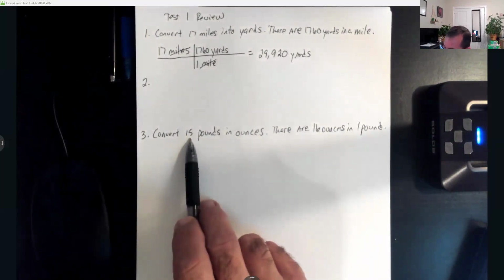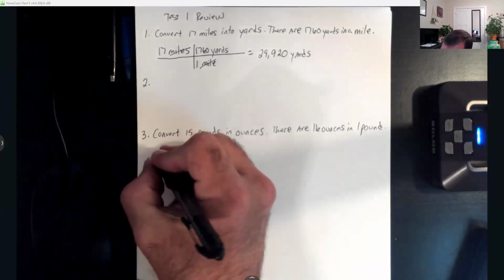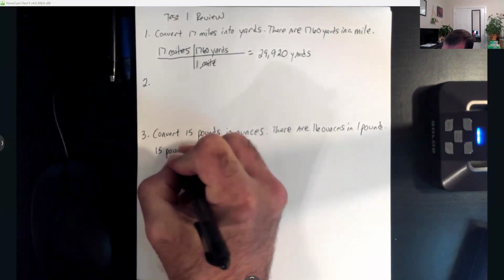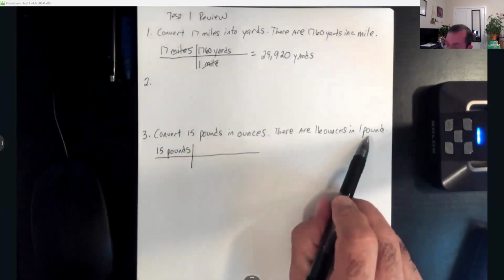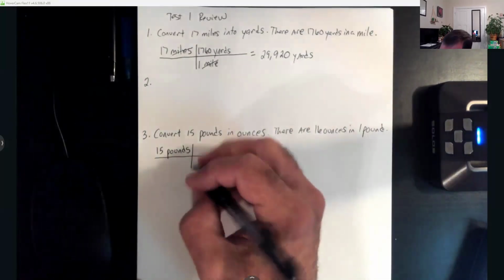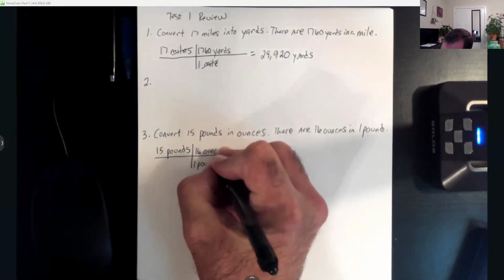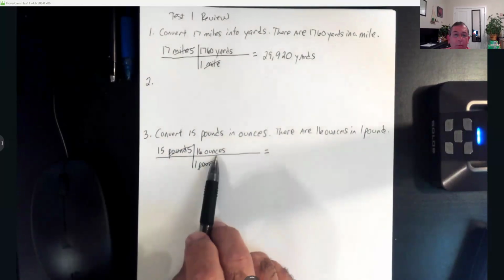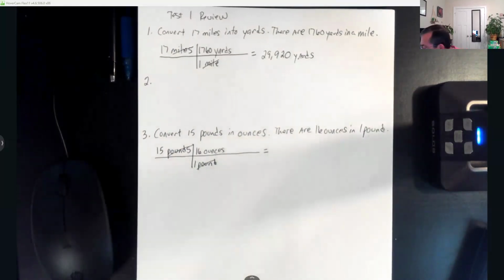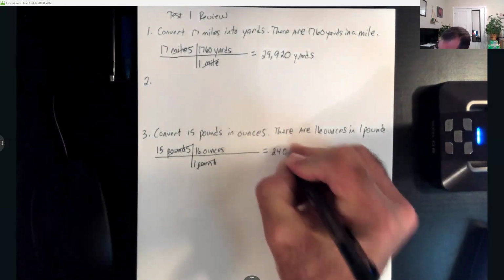All right, so once again, they're giving me 15 pounds. They want me to turn this to ounces. They're giving us the conversion right here. So we start with 15 pounds, and for every 1 pound, we got 16 ounces. Notice the pounds are going to cancel, and I'm going to be left with ounces like they want. So on this one, all we do is multiply the 15 times 16, and that gives us 240 ounces.